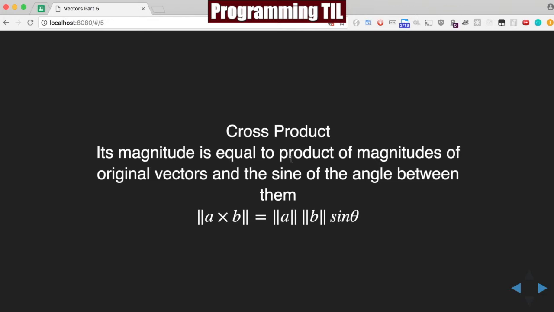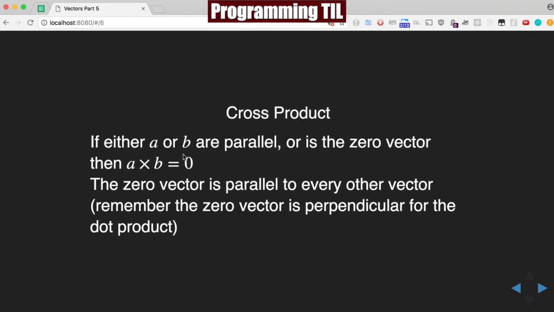Its magnitude is equal to the product of the magnitudes of the original vectors and the sine of the angle between them. So the magnitude of A cross B is equal to the magnitude of A times the magnitude of B times sine of theta. If A or B are parallel, or is the zero vector, then A cross B is 0. The zero vector is parallel to every other vector, and remember that the zero vector is perpendicular for the dot product. So it's parallel for the cross product, and it is perpendicular for the dot product.